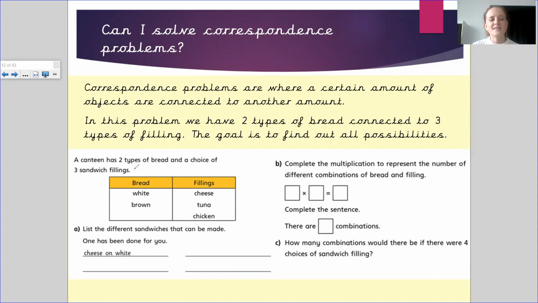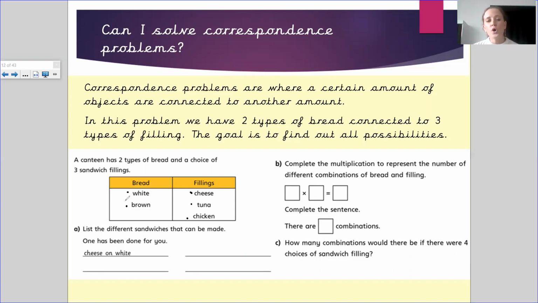So a canteen has 2 types of bread and a choice of 3 fillings. So you have white bread and brown bread. We also have cheese, tuna, and chicken. List the different sandwiches that can be made, okay? And one has already been done for you. So we could have cheese on white. We could have cheese on brown. We could have tuna on white, tuna on brown, chicken on white, chicken on brown.